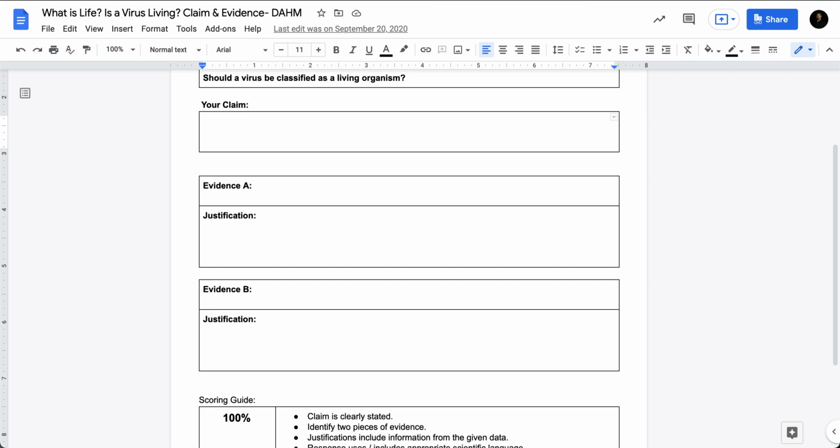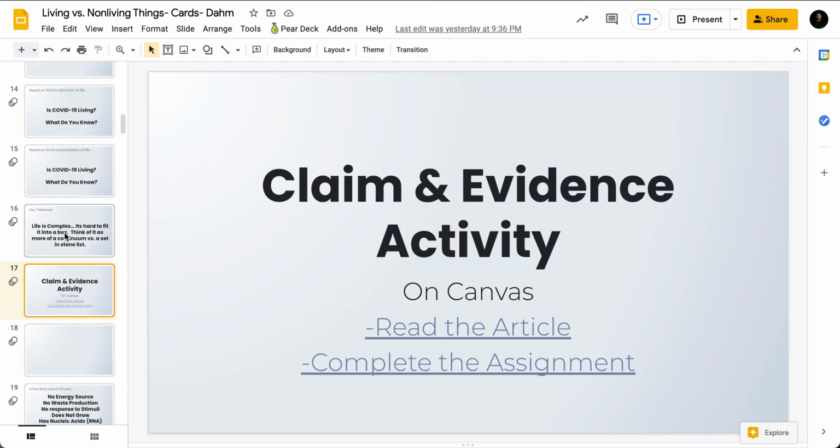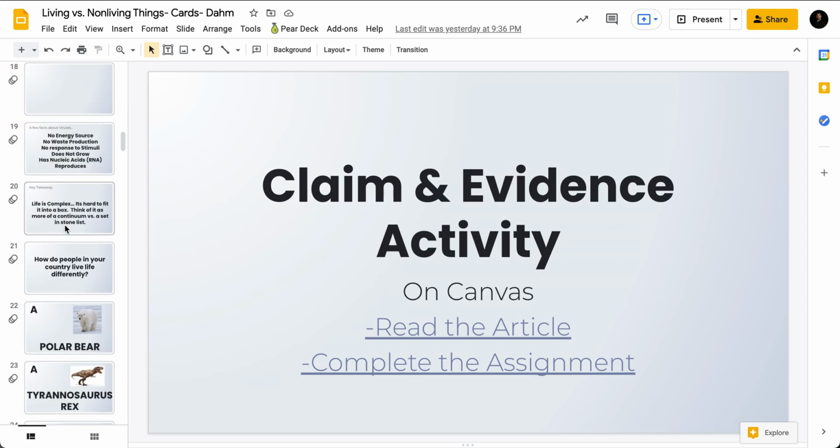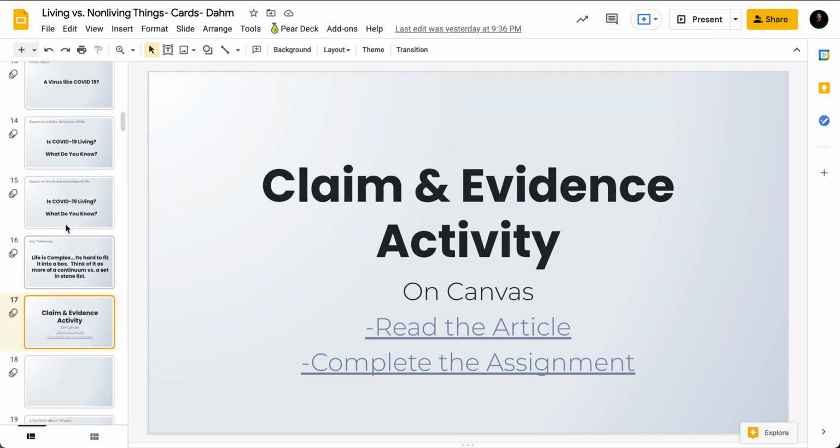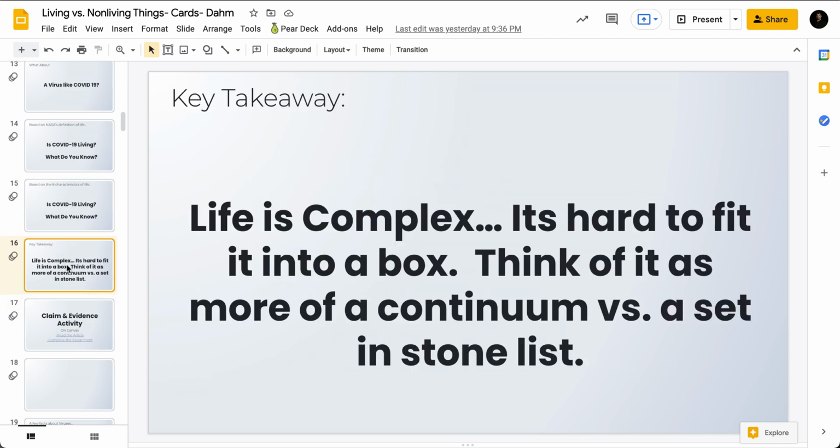I really want to end this with a general thought, and it's going to be kind of obnoxious because we all want to have the right answer always. But really the answer is this: life is complex. It's hard to fit life into a box. Think of it more as a continuum versus a set-in-stone list. It's not that simple. In science, we have to be able to take the evidence around us. We have to look at how things are working and how things are interacting, using the information and evidence that we have to really understand how the things around us work. And life is that exact same way.